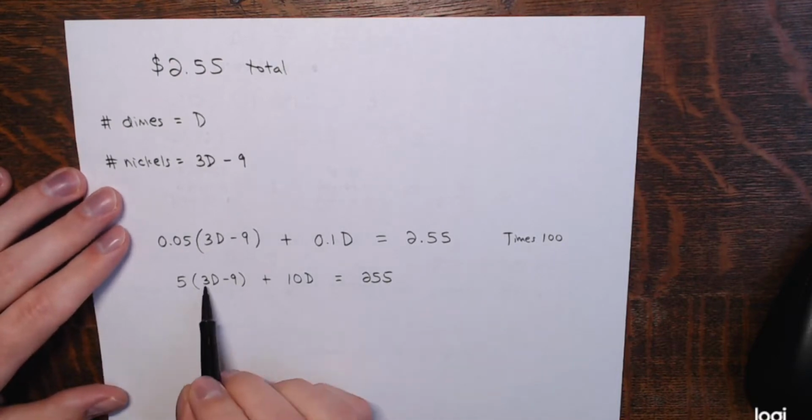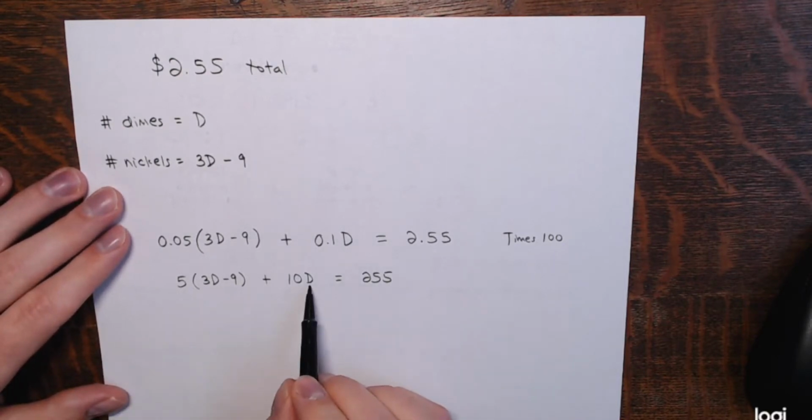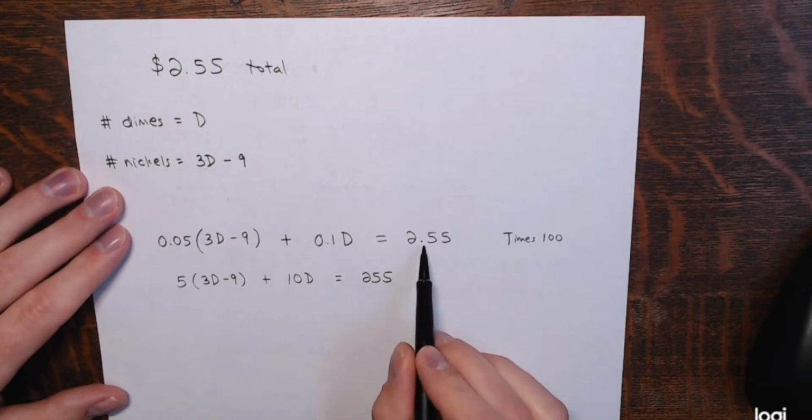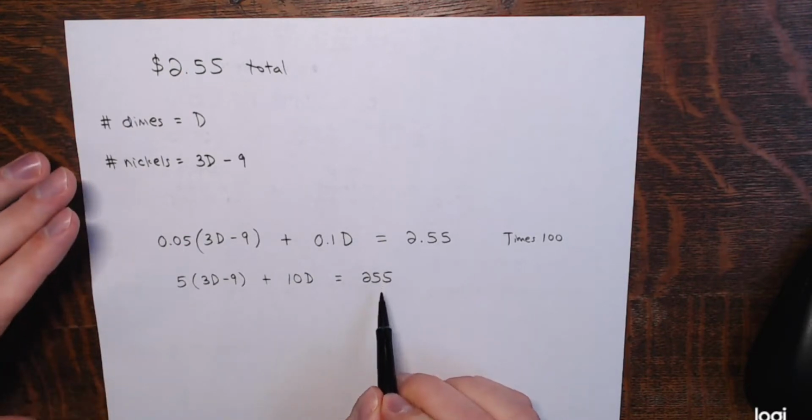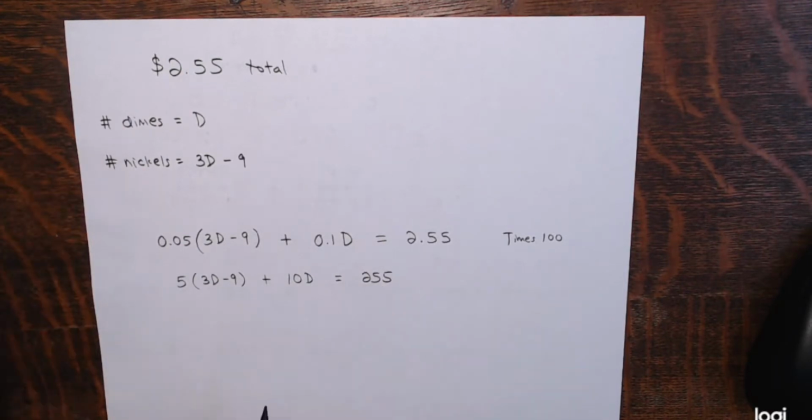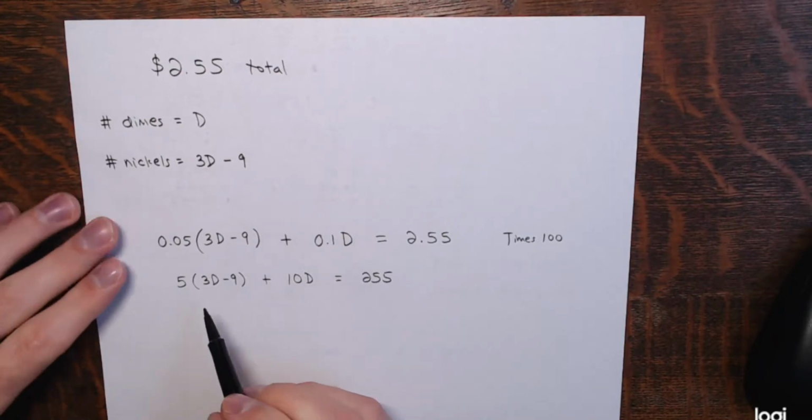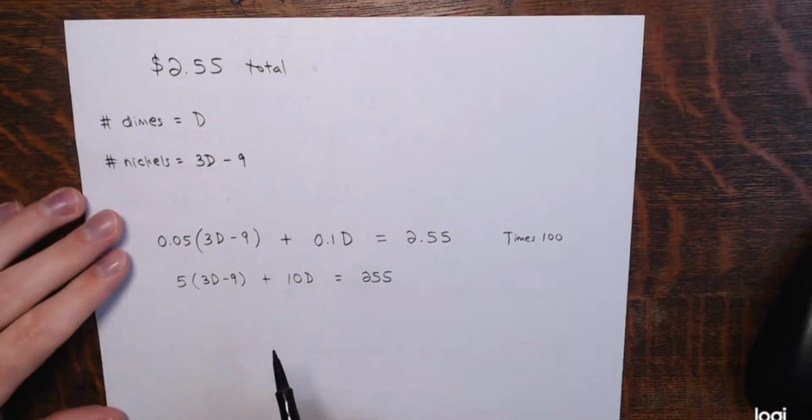Each nickel is worth 5 cents. Each dime is worth 10 cents. And $2.55 is 255 cents total. And then we solve for D here. Right? Maybe it's a lot cleaner looking without the decimals. It's up to you, really. You can keep things in decimal form if you wish.